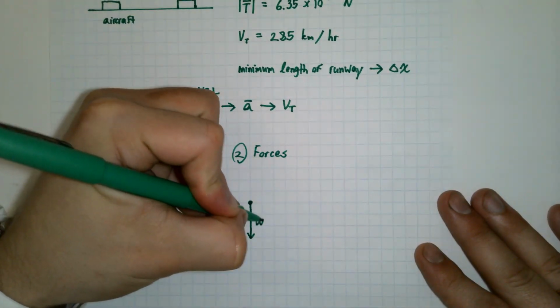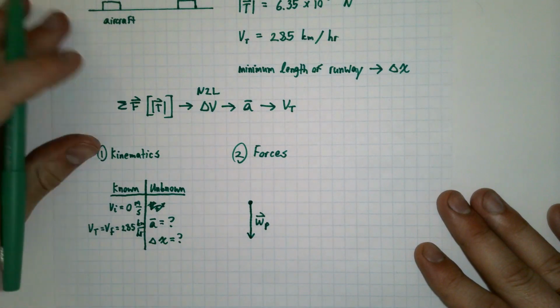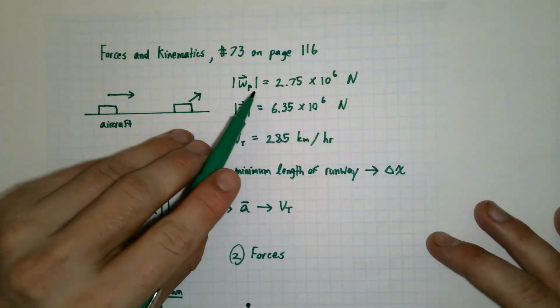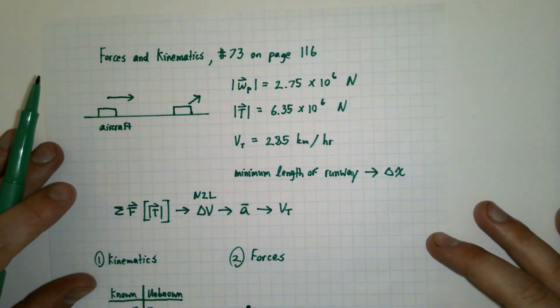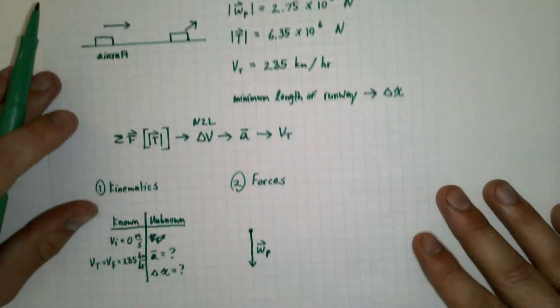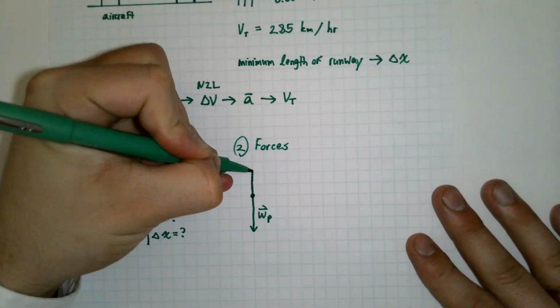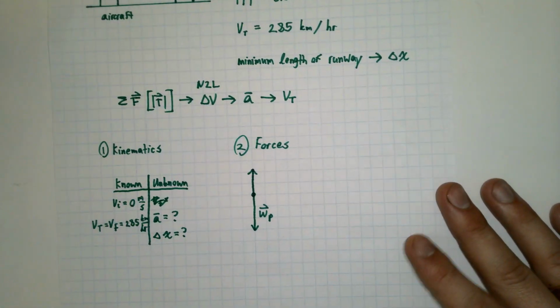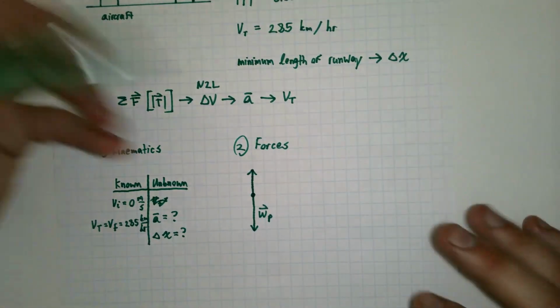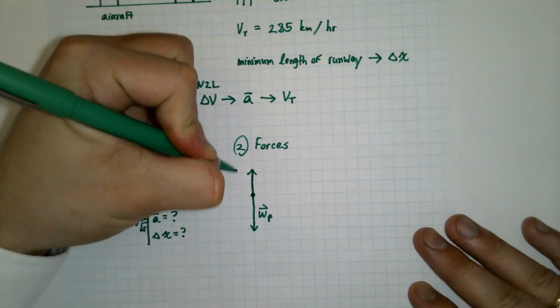Here's the weight of the plane, which we know the magnitude of. We know that's right here, 2.75 times 10 to the 6 newtons. There must be some force that responds to that weight, the force that the ground puts on the wheels that hold up the aircraft. We call that the normal force.